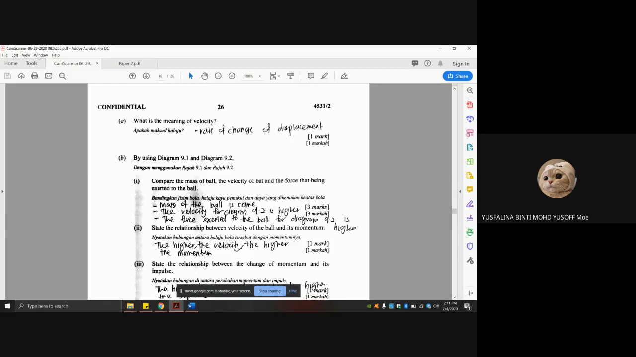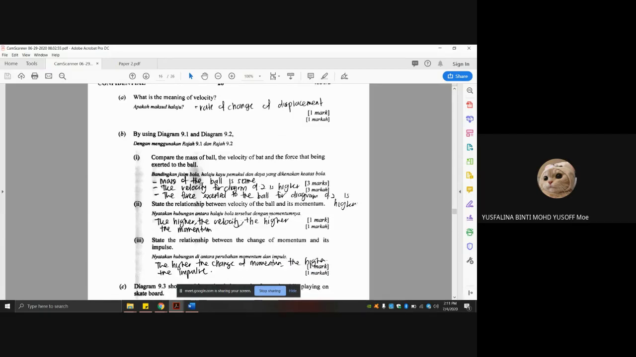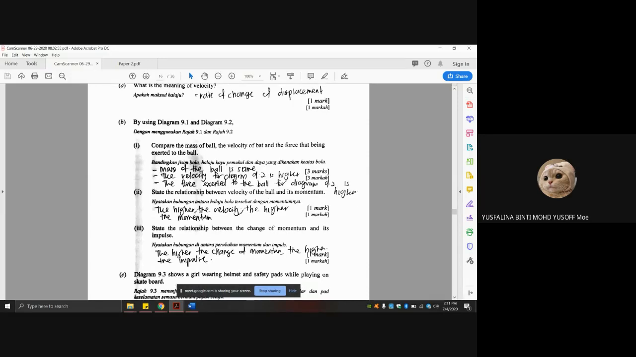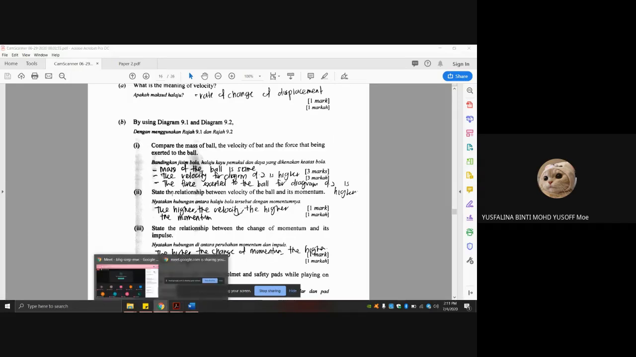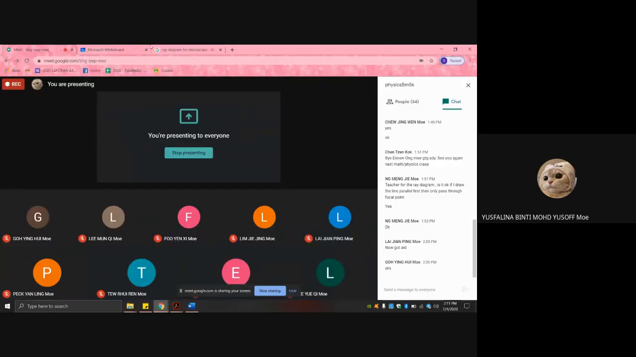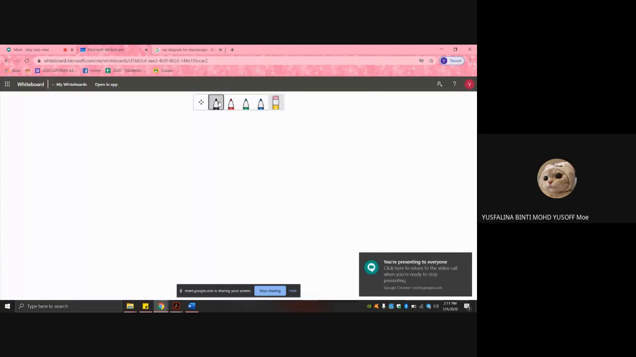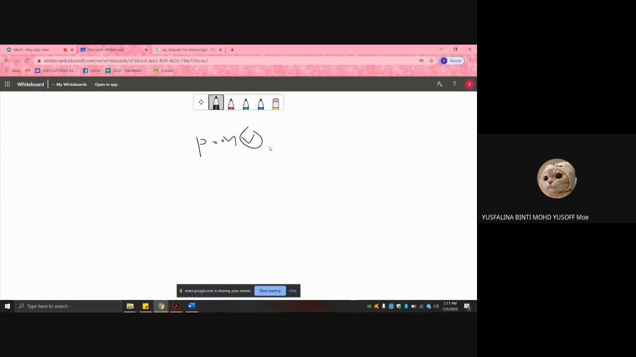Alright, the next question: state the relationship between the velocity and its momentum. The higher the velocity, the higher the momentum, because P is equal to mv. So when the velocity is high, the momentum also should be high.